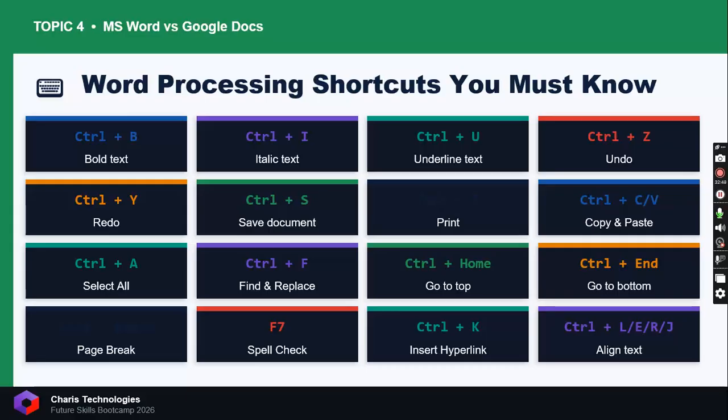Now, these are some common word processing shortcuts that you need to know. Ctrl B is to make your text bold. Ctrl I is to make your text italic. Ctrl U is to underline. Ctrl Z undo. Ctrl Y redo. Ctrl S is to save. Ctrl P is to print. Ctrl C is to copy. Ctrl V is to paste. Ctrl A select all. Ctrl F find and replace.